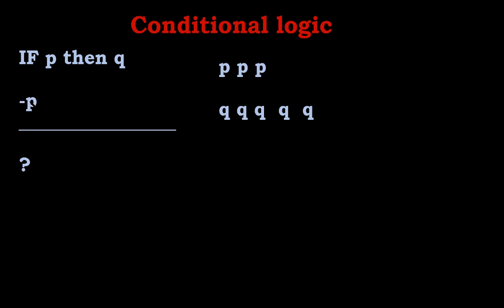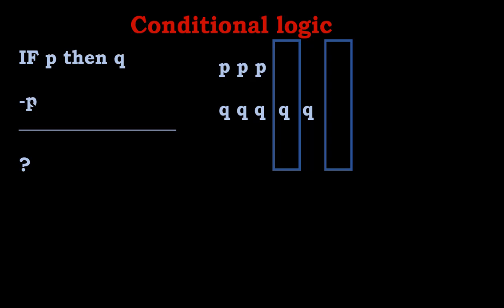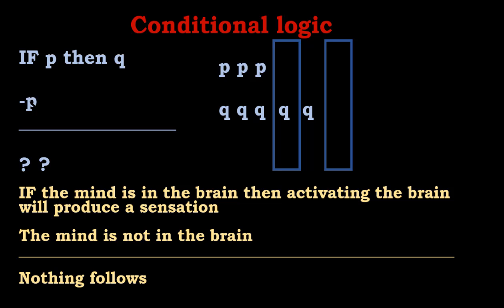Let's see this one. If P then Q, that's the same as before. Now we say not P, so P is not true. Well, this one doesn't help at all. First of all, not P is aligned with Q, and not P could be aligned with not Q as well. So it's a useless argument. But even if it was a valid argument, it's not helpful for scientists. Because let's see the example.